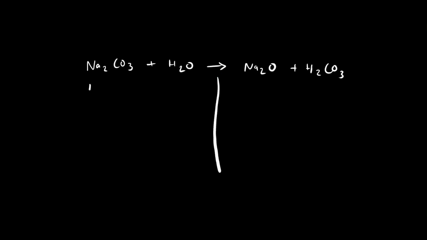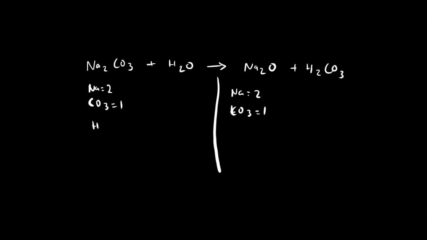On the left hand side we have 2 sodium. On the right we have 2. On the left we have 1 group of the carbonate, which is CO3. Again, it's easier to treat as a unit. And on the right we have 1 of the carbonate group.